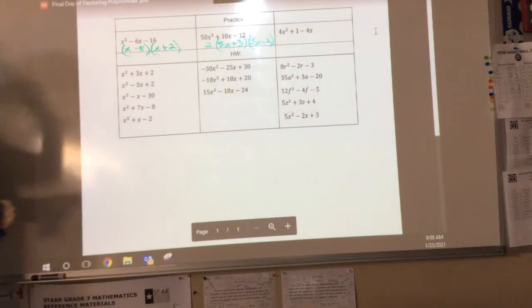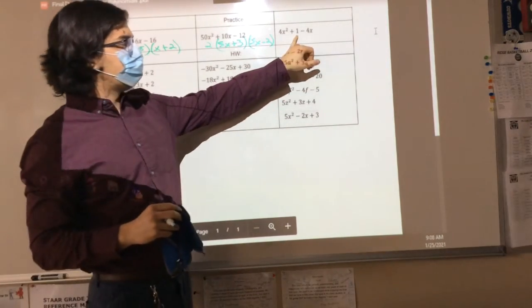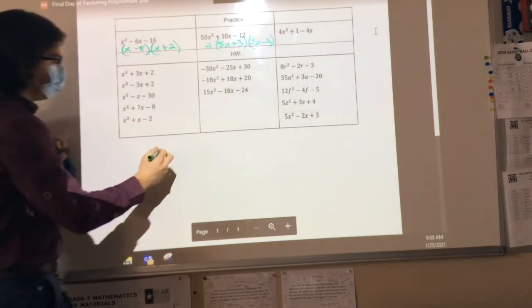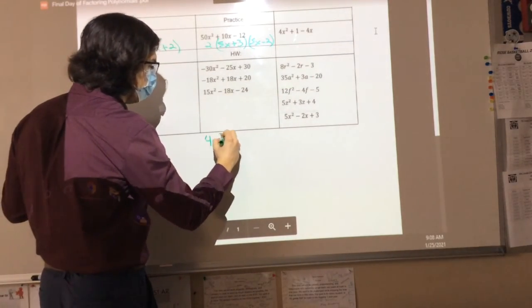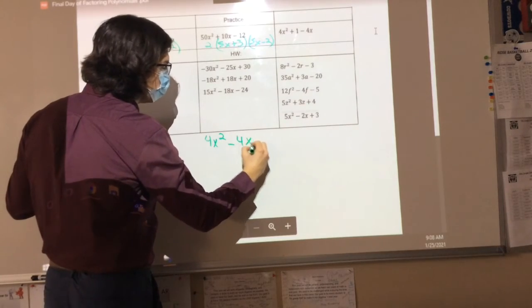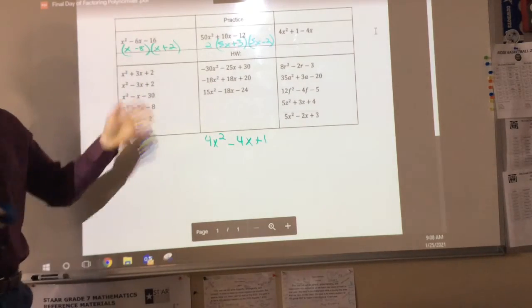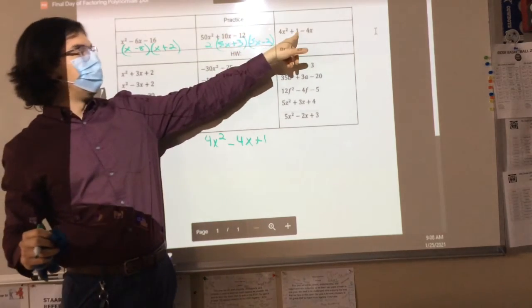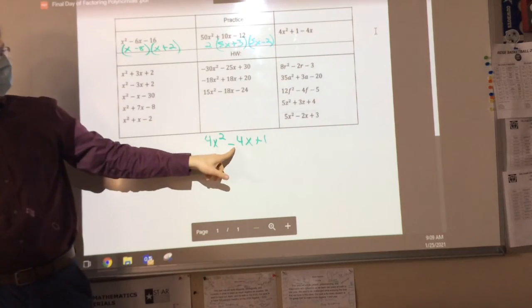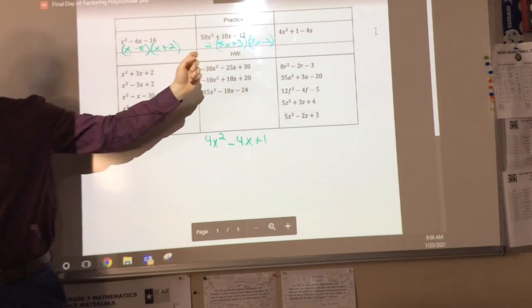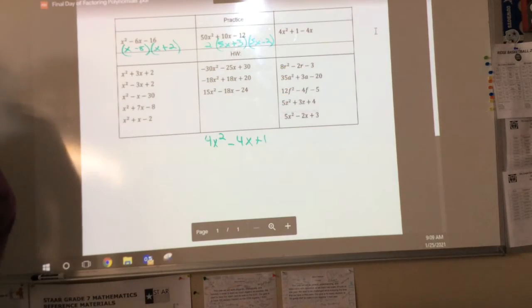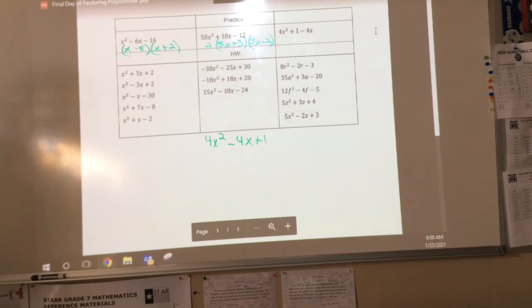Alright, so for the next one, we got 4x squared plus 1 minus 4x. Now, this is actually an accident on my part. The way that should look is 4x squared minus 4x plus 1. It's not meant to be tricking, it's just an honest mistake on my part. So this x should be your b term, but it's got to be a negative 4x, not just the 4x. None of the other ones should have that issue, so I just rewrote it so you can see it the correct way.